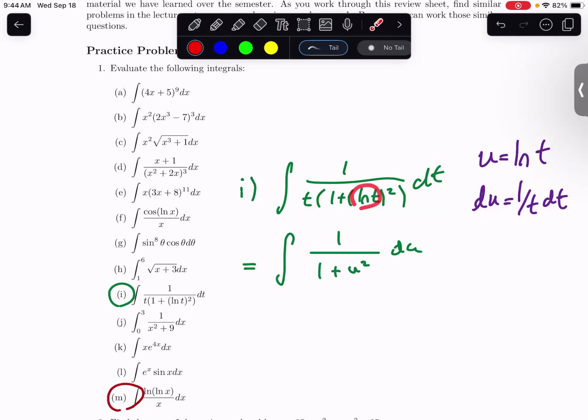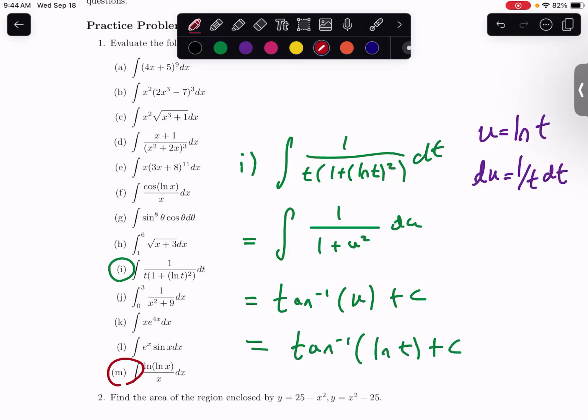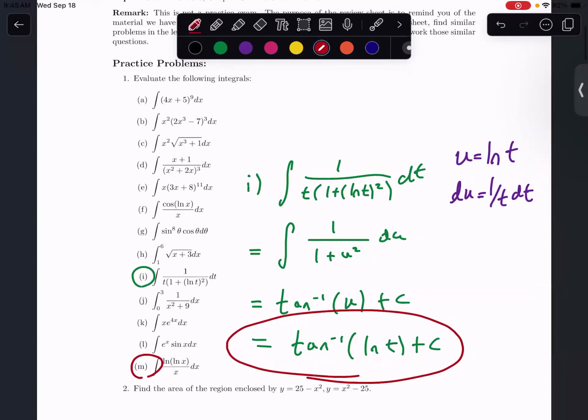This is just equal to du. And natural log of t was equal to u, so you just get 1 over 1 plus u squared. This is equal to inverse tangent of u plus c. Then you plug back into the original variable, so this is going to be inverse tangent of the natural log of t plus c. So this one is just a matter of using u substitution and then recognizing that we know what this integral is in terms of inverse tangent.